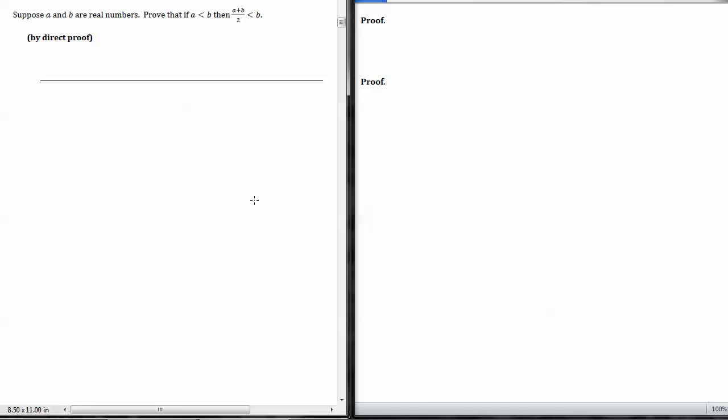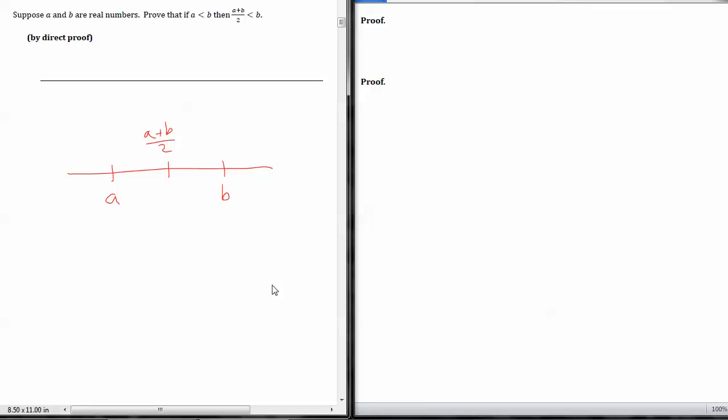It's a good idea to try and intuitively understand why a statement is true before you prove it. And for this one, we can do that with a number line. So if we're assuming A is less than B, I could draw my A over here and B over here somewhere. And then (A plus B)/2, that's just the mean of A and B, and so that would be right in the middle here. And you can see from the picture that's clearly also less than B. Okay.